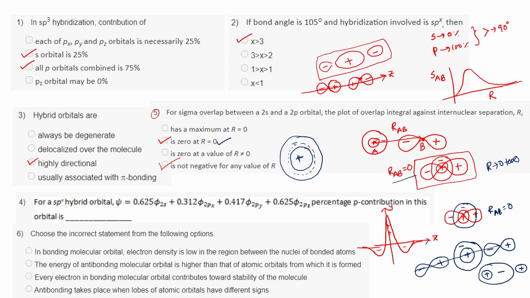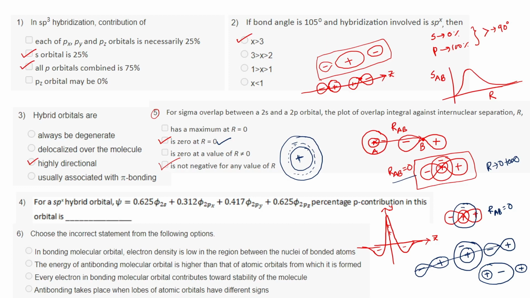I think this is incorrect, because in a bonding molecular orbital, electron density should be higher than in the antibonding. What about the other statements? The energy of an antibonding molecular orbital is higher than that of the atomic orbitals from which it is formed. It is true. The second one is correct.